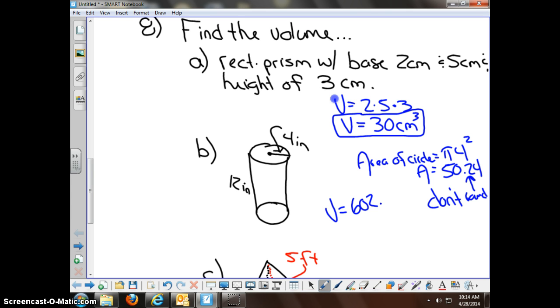602.88. Cubed. Inches cubed. There's no work that needs to be shown right now other than I may have you plug them into the formula. But right now I'm not requiring you to do any work.